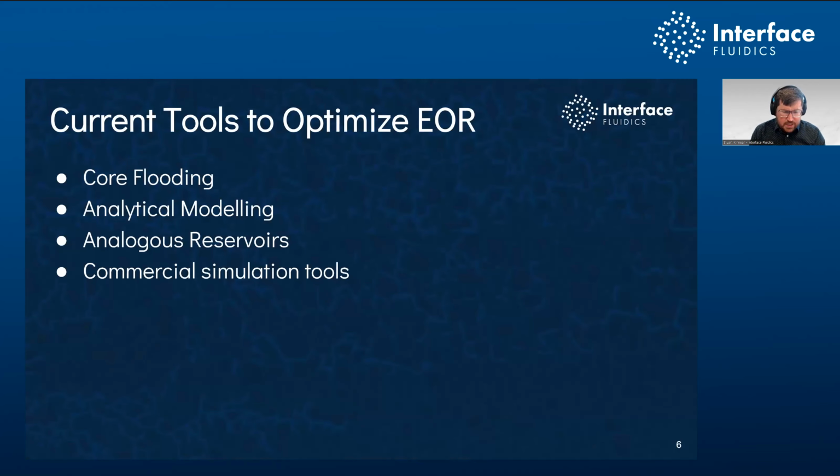Now, in the enhanced oil recovery engineer's toolbox, there really are four primary tools that are used. The first and most common is your core flood. This is the most common experimental tool used in order to optimize, in particular, polymer floods. Now, core floods are a very excellent tool. They've been around for almost 100 years now, and Interface really does build on the legacy of core flooding for a lot of the technology that we have.